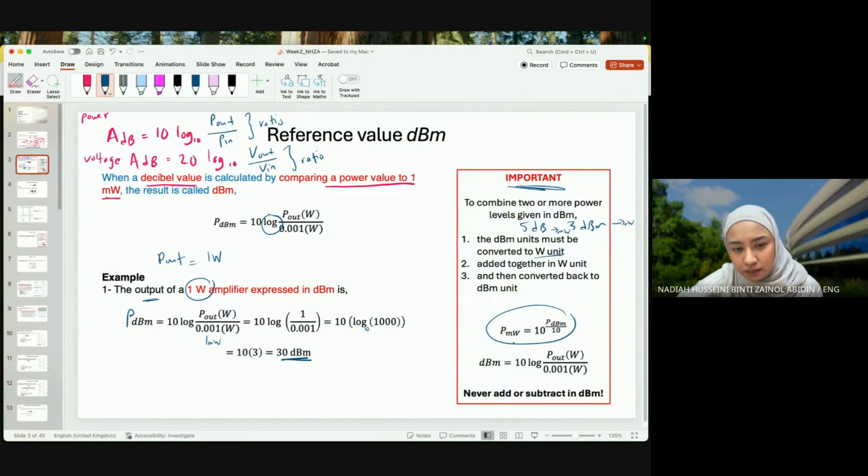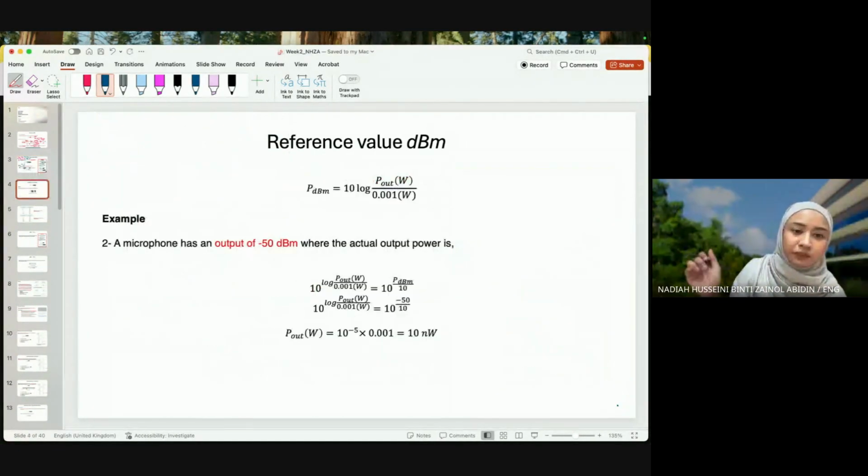Milliwatt. You need to double check if it's milliwatt or watt. So never add or subtract in dBm. Important.